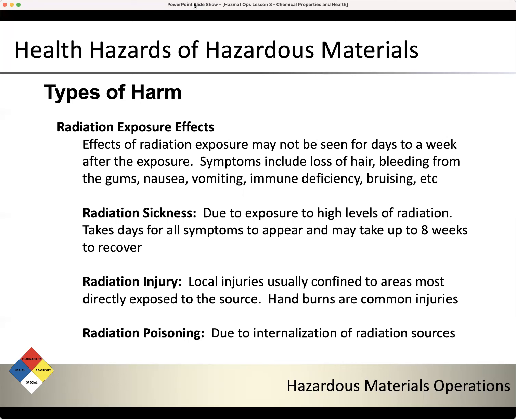You're just sick. Radiation injury means local injuries usually confined to areas most directly exposed to the source. Hand burns are common because people pick things up and they get the radiation burn. Radiation poisoning means you got the radioactive material inside you, and you've now internalized that source.